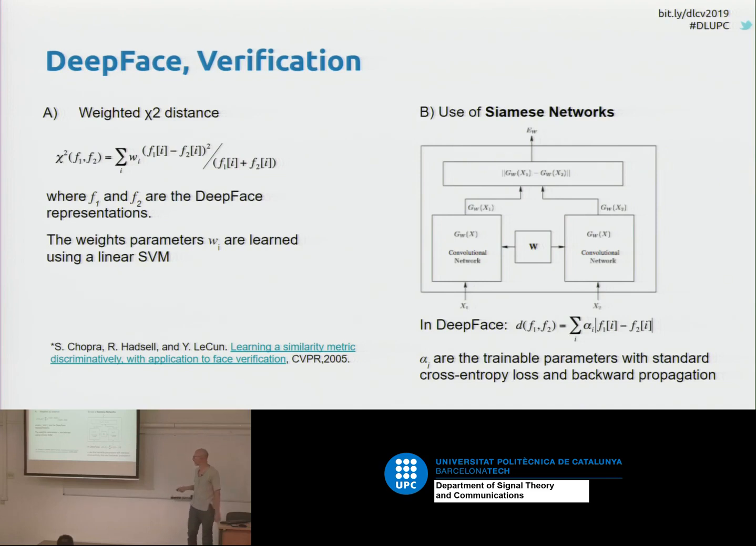Okay, and at the end, we have feature vectors that are very compact for each class. This is only for training, but at testing, you just extract feature vectors and compare them using the Euclidean distance. If the Euclidean distance is small, you decide that they are from the same person, and if it's large, you decide that they are from different persons.